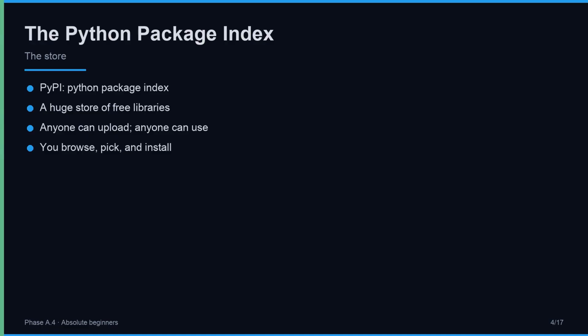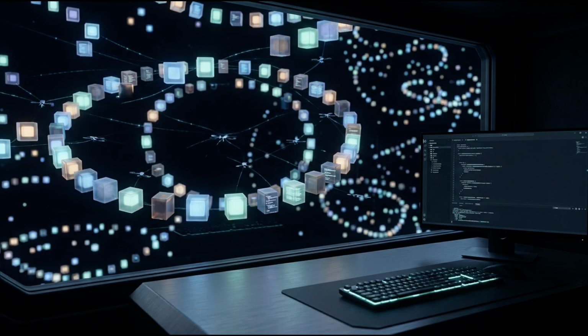Third-party Python libraries live in a place called the Python Package Index, PyPI for short. Think of it as a giant store. Anyone can upload a library, anyone can install one. There are hundreds of thousands of libraries on PyPI. You browse, read what each one does, and install the ones you need. Everything on PyPI is free. Some libraries are maintained by large teams, others by one person on a weekend. A giant free store. There is a store full of free code other people wrote. You browse, you pick, you install.